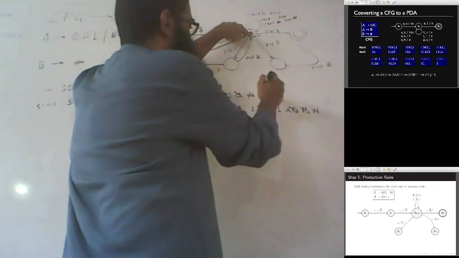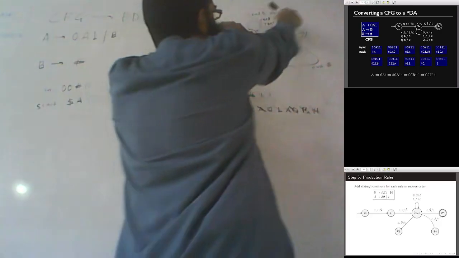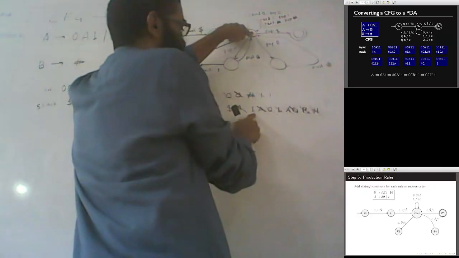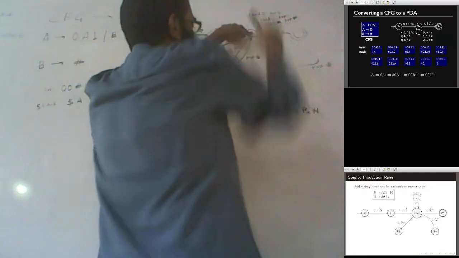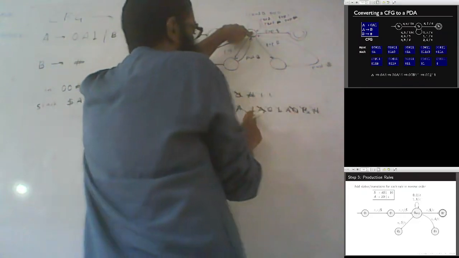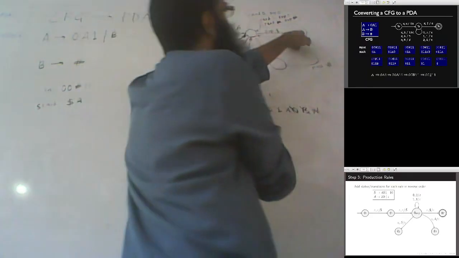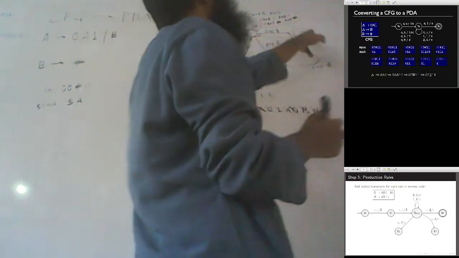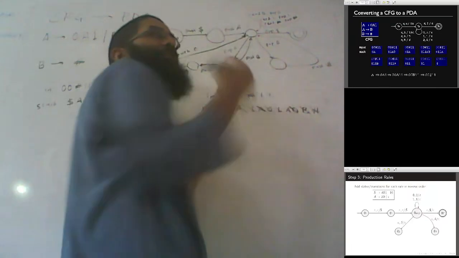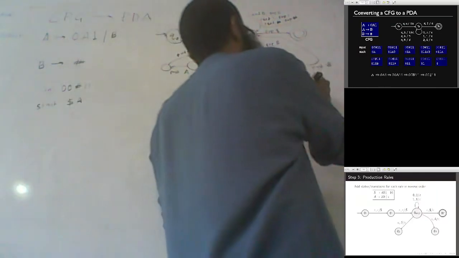Again, we can match. Read 1, pop 1, read 1, pop 1. The next top of the stack is also a 1. We again read 1, pop 1, read 1, pop 1. Now the top of our stack is the bottom symbol, so we can pop the bottom and get to the accepting state. And when we're in the accepting state, if the input is finished, then the answer is yes. So this will be accepted.